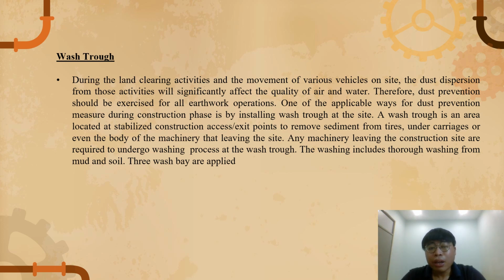A wash trough is an area located at stabilizing construction access exit points to remove sediment from tires, undercarriages, and even the body of the machinery that is leaving the site. Any machine leaving the construction area is required to undergo washing process at the wash trough. So the washing includes thorough washing from the mud and silt. 3 wash troughs are applied in our project site.